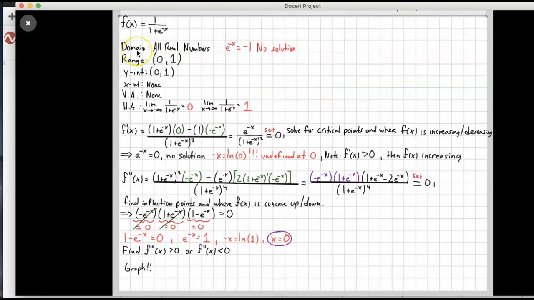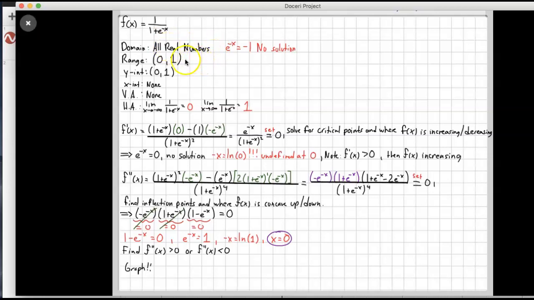As far as the domain goes, we know the exponential function has a domain of all real numbers, and now we just have this rational version of it. But remember, e to the negative x is never negative, and it's always greater than 0. So as far as domain, we're going to have all real numbers here.